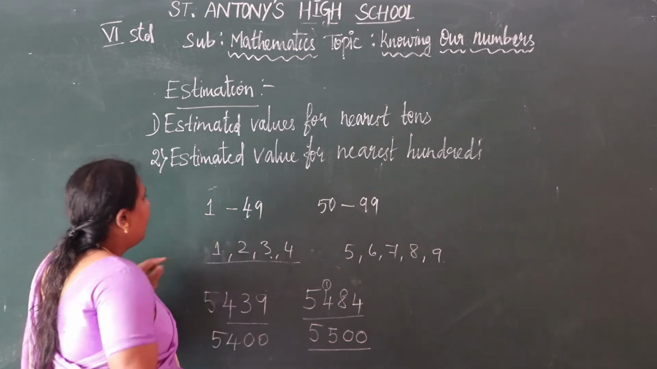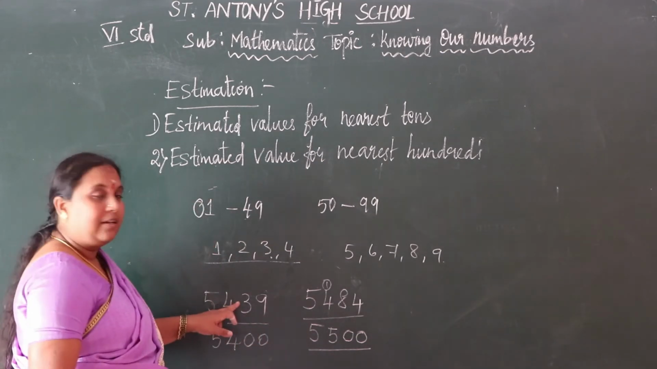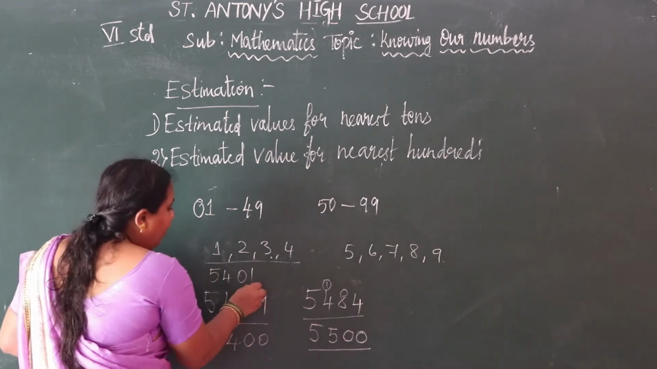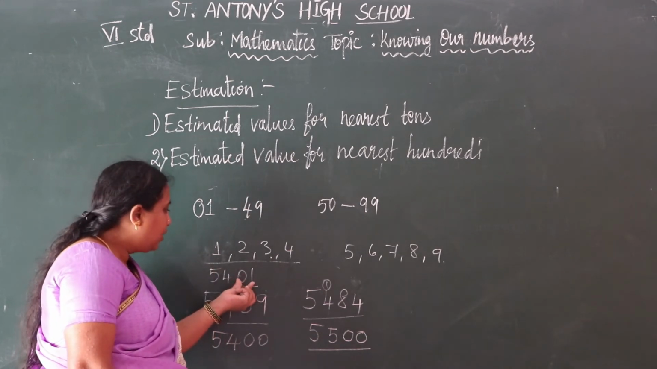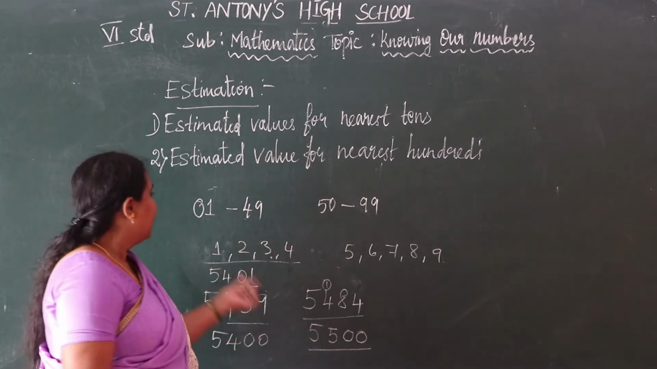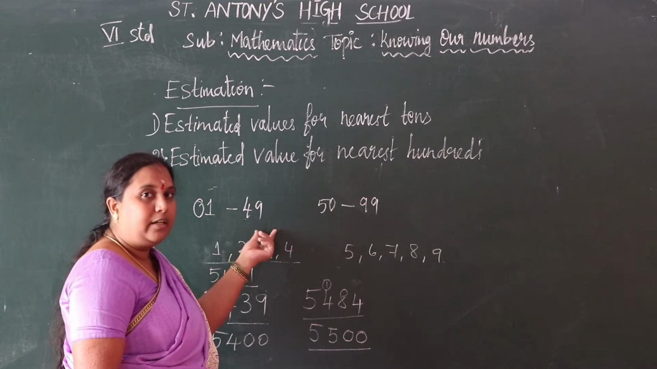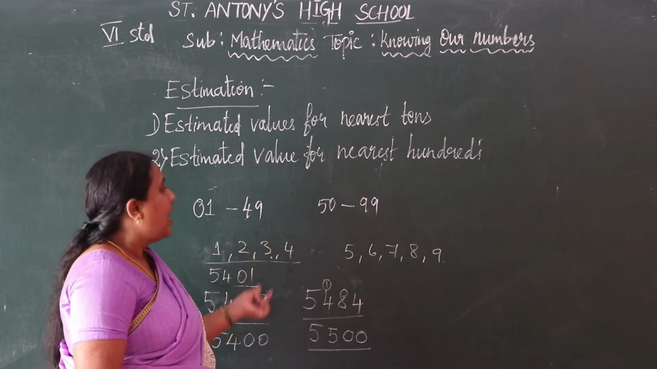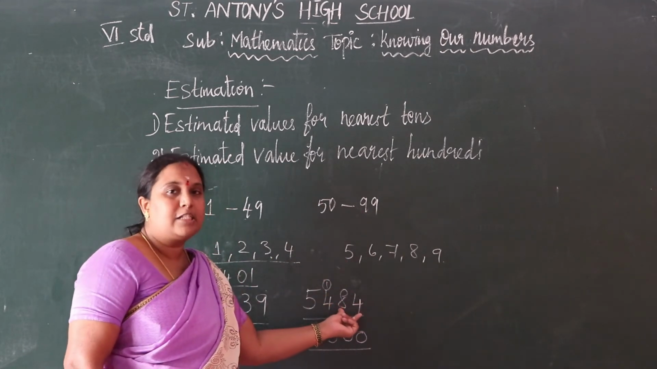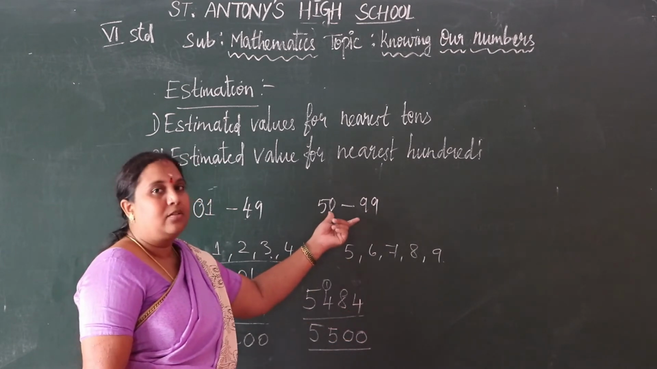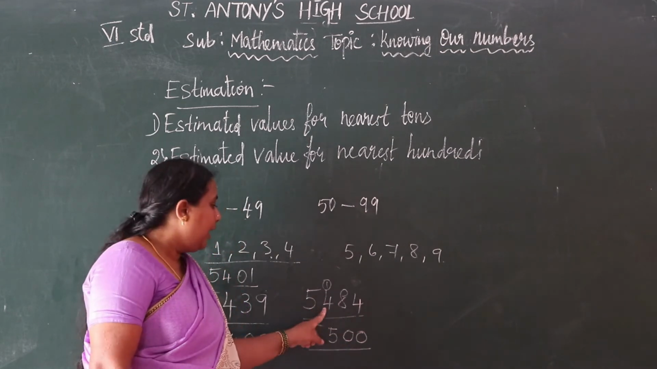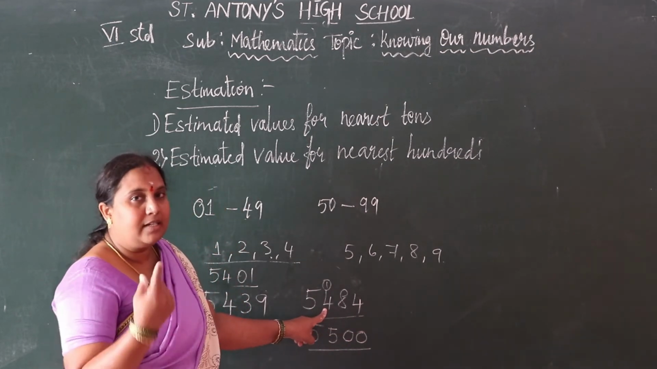Keep it in your mind: 1 to 49 in the tens place and ones place. For example, 5401, here we have 1. Like this, 1 to 49 in the given number is rounded off to 0. And if 50 to 99 comes in the tens place and ones place, it is also rounded off to zeros and we increase 1 in the hundreds place.